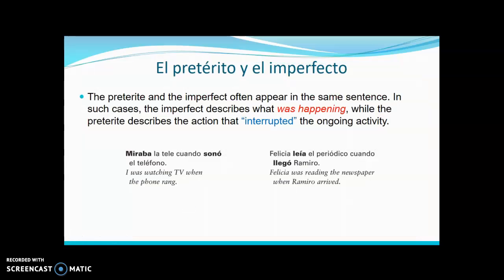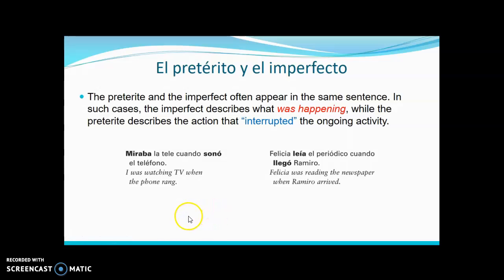The preterite and the imperfect often appear in the same sentence, and in such cases, the imperfect describes what was happening, while the preterite describes the action that interrupted the ongoing activity. Okay. Miraba la tele cuando sonó el teléfono. So I was watching TV when the phone rang. Felicia leía el periódico cuando llegó Ramiro. So Felicia was reading the newspaper when Romero arrived. Okay. So these are kind of the differences we're going to focus on right now between the preterite and the imperfect.